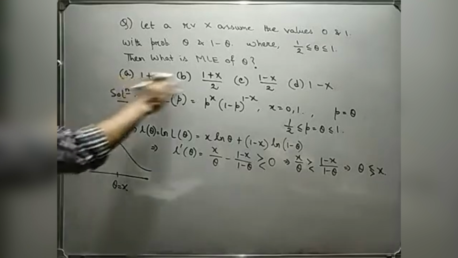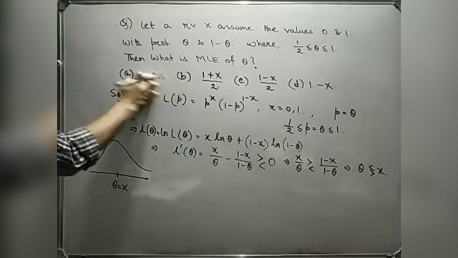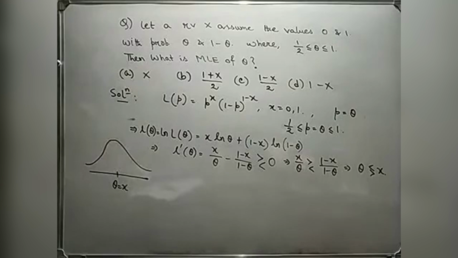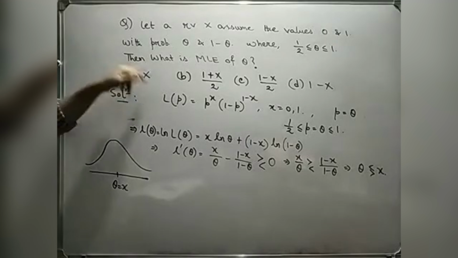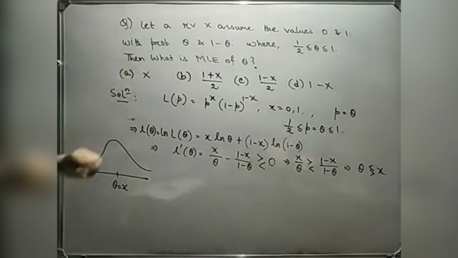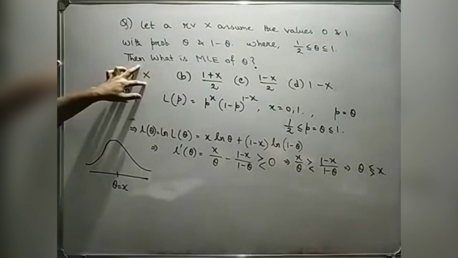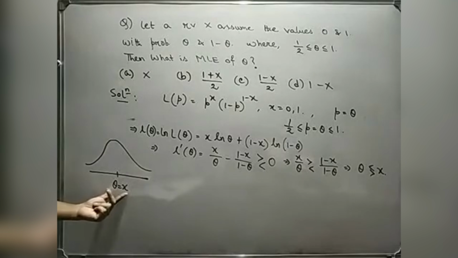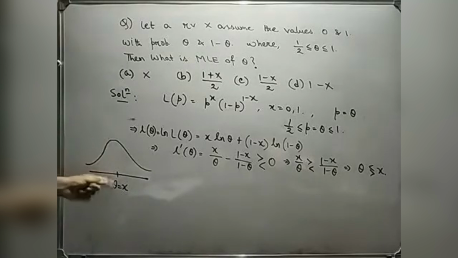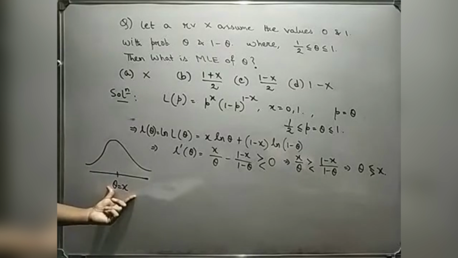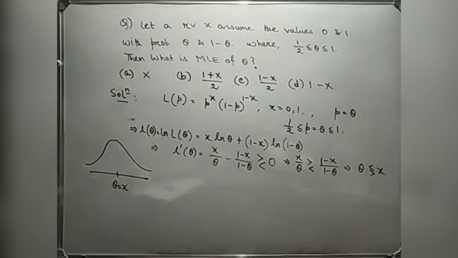If in an option it is given that x is the MLE, most common students think that this x is the MLE. As you can see from this part, at theta equal to x we get the maximum value, so x is the MLE. But this is not true. And why is this not true?